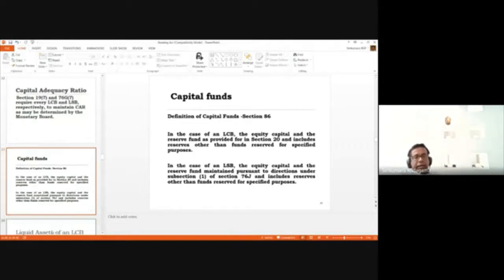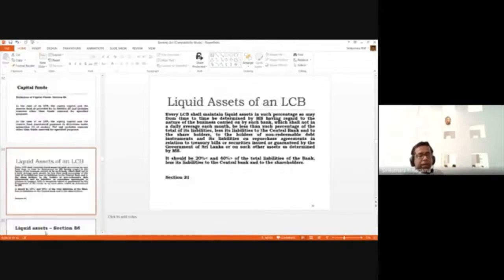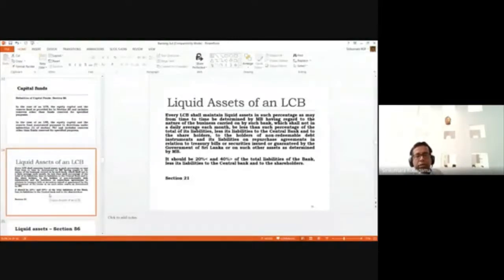Again in an SB, there is a similar corresponding provision, which says that the equity capital and the reserve fund maintained pursuant to directions under subsection 1 of 76J, and includes reserves other than funds reserved for specific purposes. Similarly, these are supposed to be capital funds. Now, this is the definition. We'll see what are the effective controls.